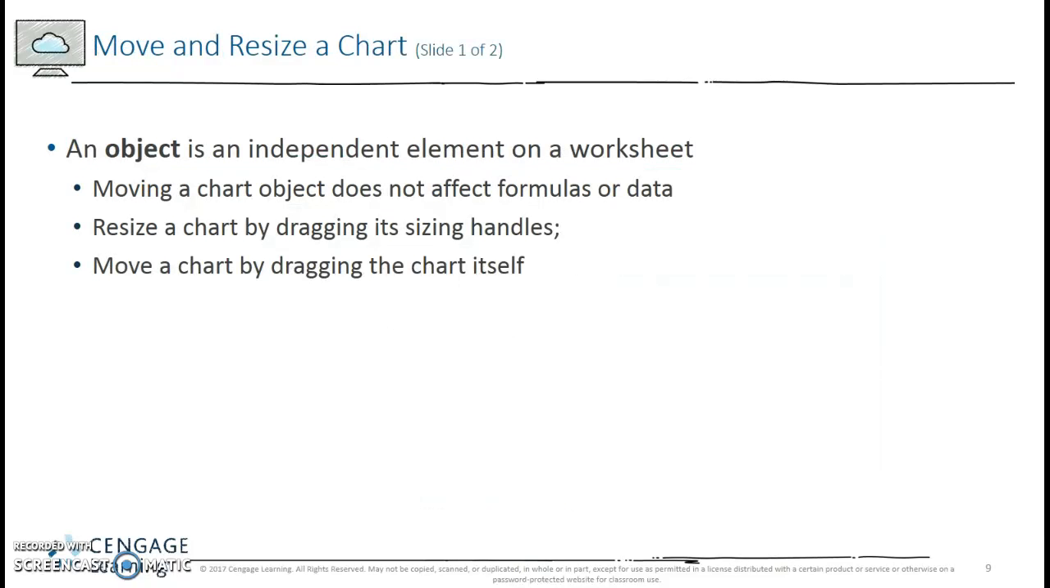So let's talk about an object. An object is an individual, independent element on a worksheet. So you can move a chart, and it doesn't affect the formula of the data. You can resize a chart by dragging its sizing handles. You can move a chart by dragging the chart itself. These are things that are common among the Microsoft applications. That's not something new. But keep in mind that an object is an independent element.